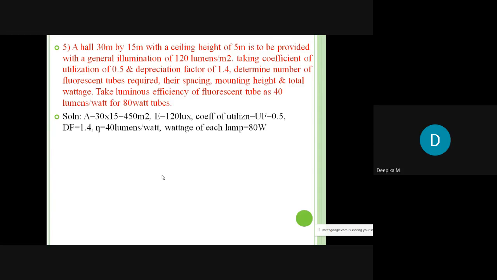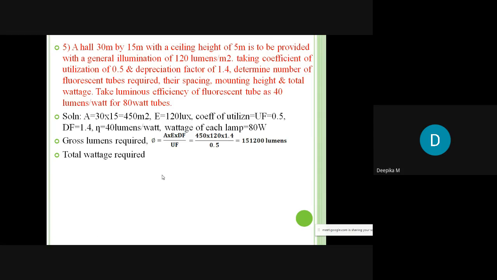The list of data is given here, and we need to calculate the gross lumens required. The gross lumens can be calculated by this formula. If the maintenance factor is known, then you have to divide by MF. If the depreciation factor is known or given, then you have to write it in the numerator. Then substitute all the data, and you will get the gross lumens required.